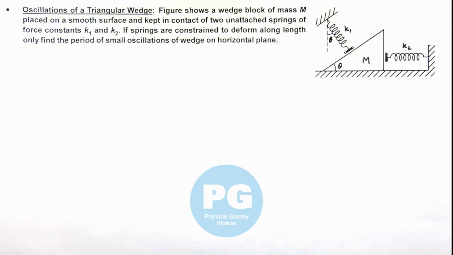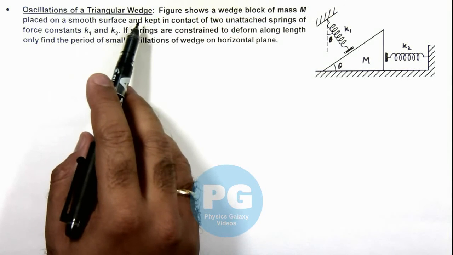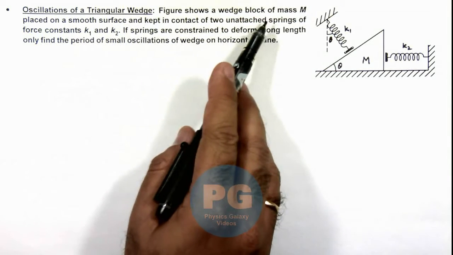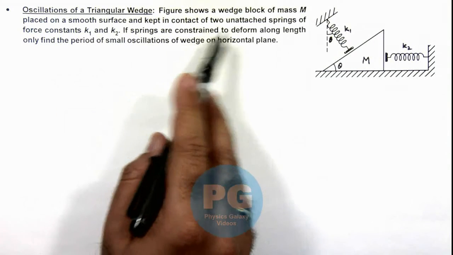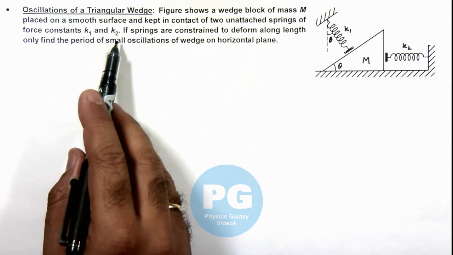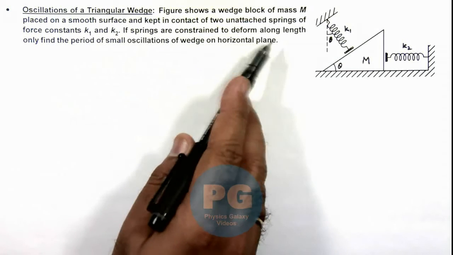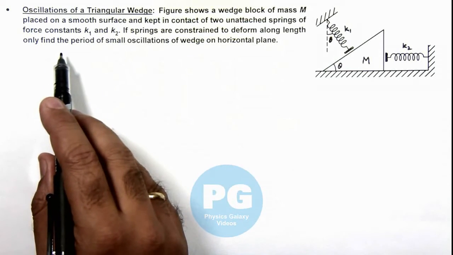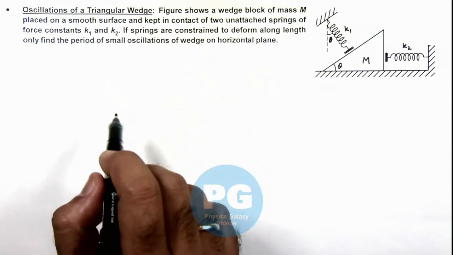In this illustration, we'll discuss the oscillations of a triangular wedge. Here the figure shows a wedge block of mass m placed on a smooth surface and kept in contact with two unattached springs of force constants K1 and K2. Here we are given that if the springs are constrained to deform along length only, we are required to find the period of small oscillations of the wedge on a horizontal plane.